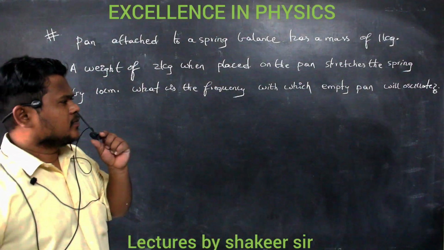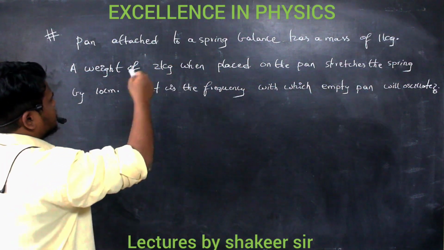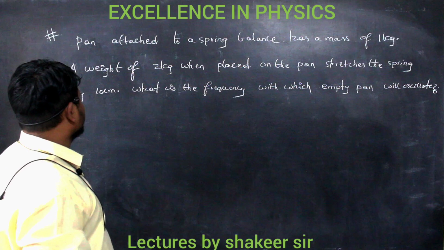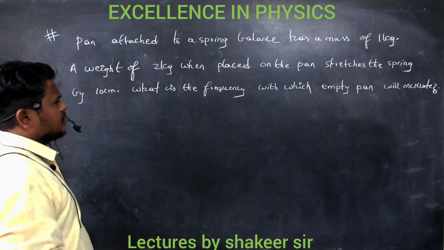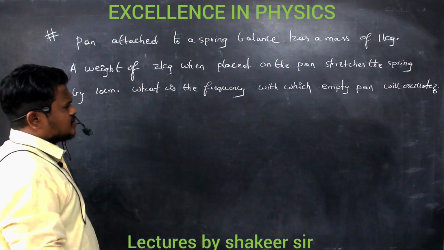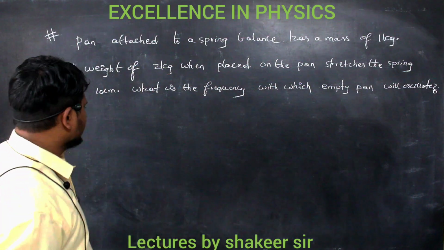So dear students, now let us see this question. A pan attached to a spring balance has a mass of 1 kg. A weight of 2 kg when placed on the pan stretches the spring by 10 centimeter. Then what is the frequency with which this empty pan can oscillate? That is the question. Clear?